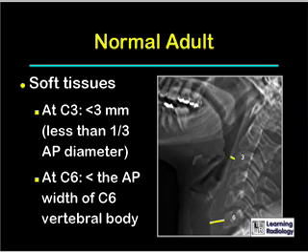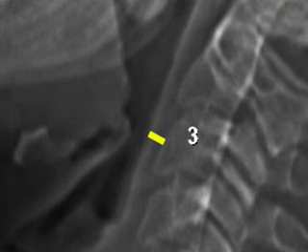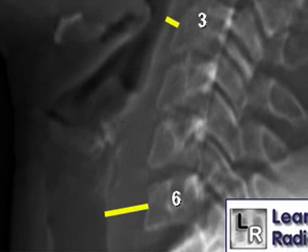In a normal adult, the soft tissues anterior to C3 are usually less than 3 millimeters in size, or about less than a third of the AP diameter of C3. At the level of C6, since the esophagus is now posterior to the trachea, the AP diameter of the soft tissues anterior to the C6 vertebral body is usually around the size of the C6 vertebral body.